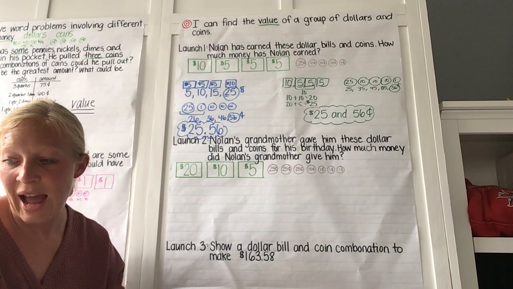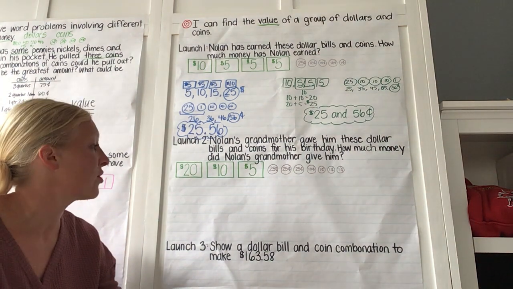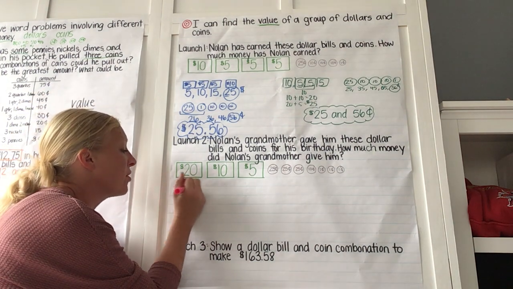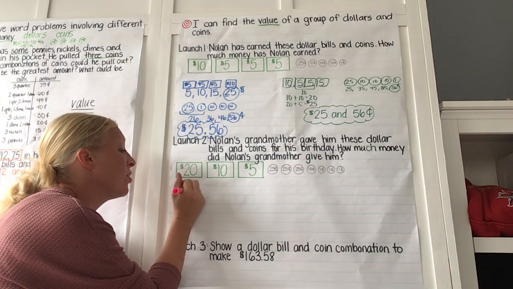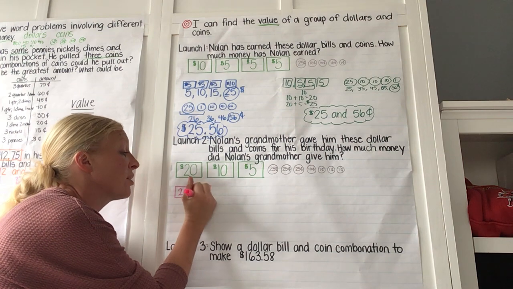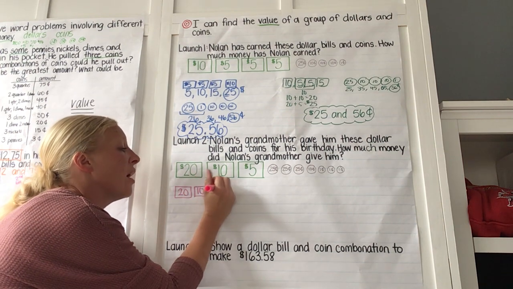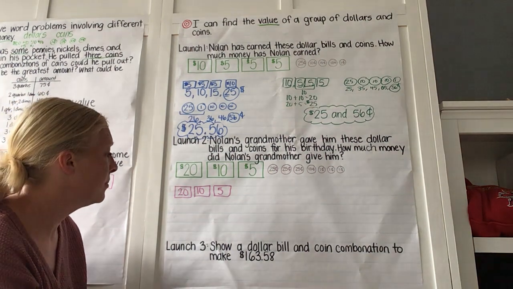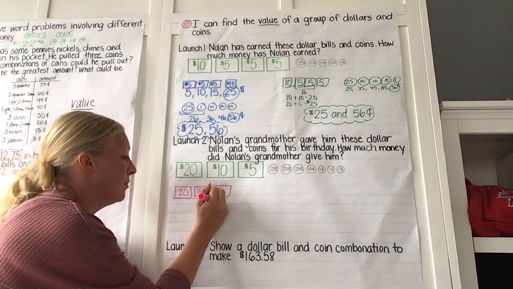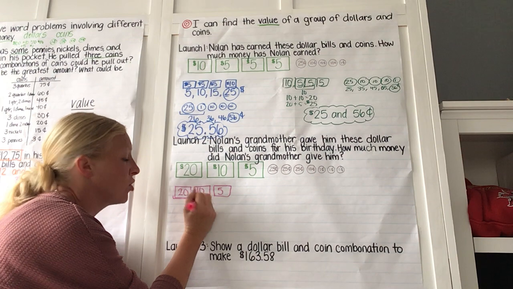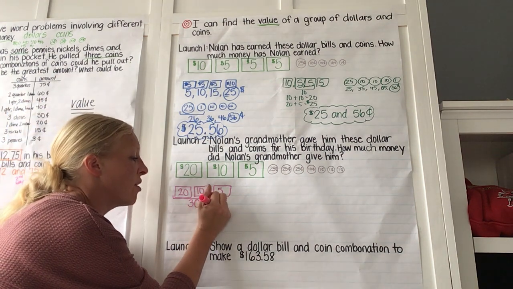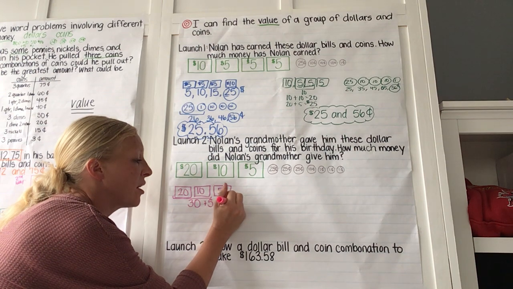What did you add together first? Okay, so you started with your dollars. And you started with your 20 and your 10. And then you added your 5. Okay, so why did you start with 20 and 10? Okay, because it's 30. 20 and 10 more is 30. And then 5 more is 35.